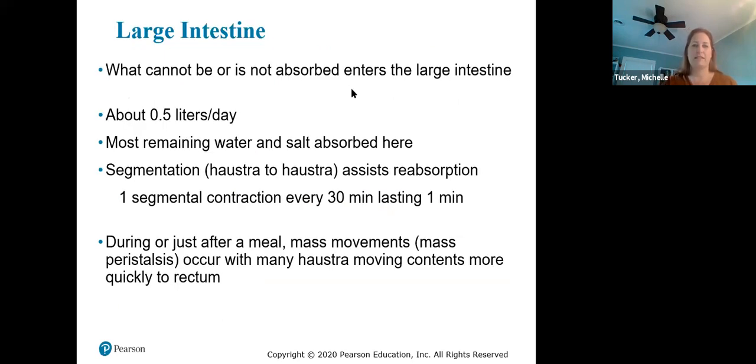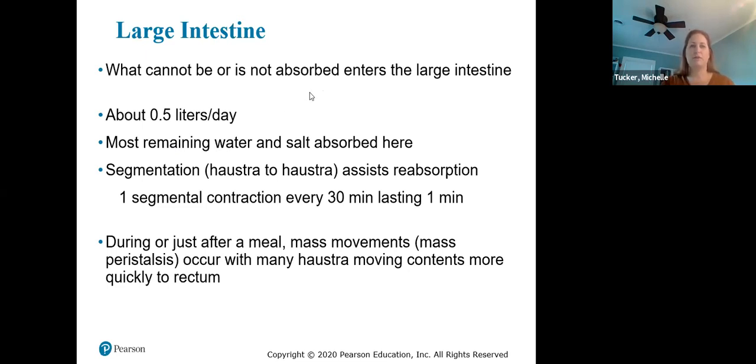What cannot be absorbed enters the large intestine, about a half liter a day. There's still going to be a substantial amount of water that is reabsorbed. So for every 500 mL, or half liter, that's entering the large intestine, about 150 mL of feces are excreted. The rest is water that is reabsorbed.